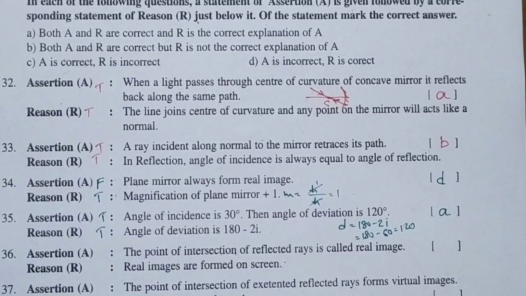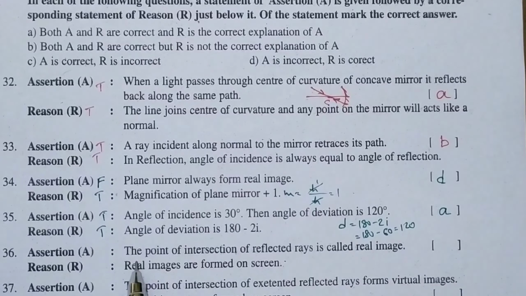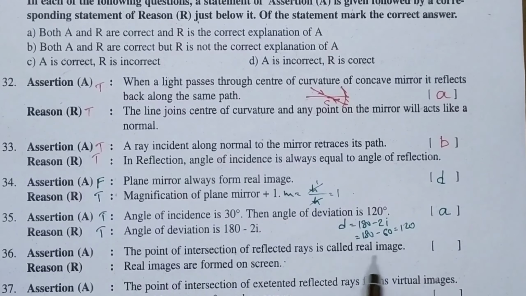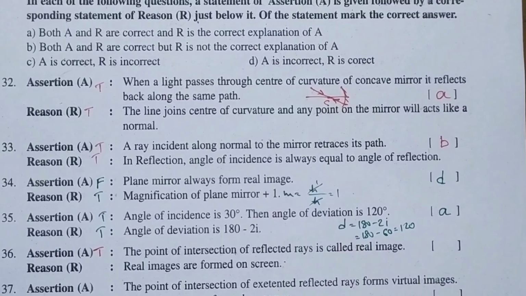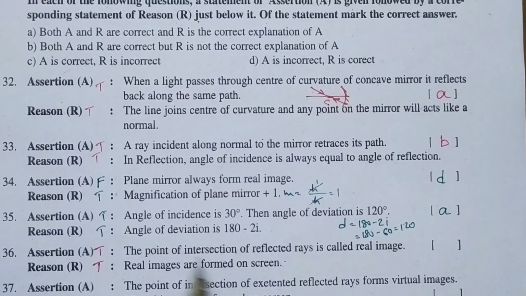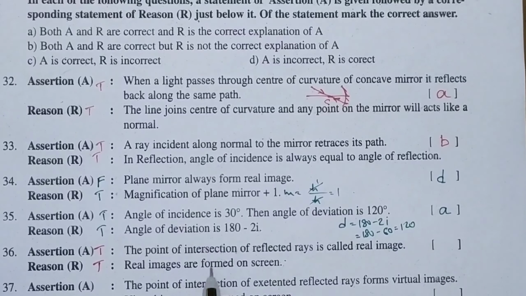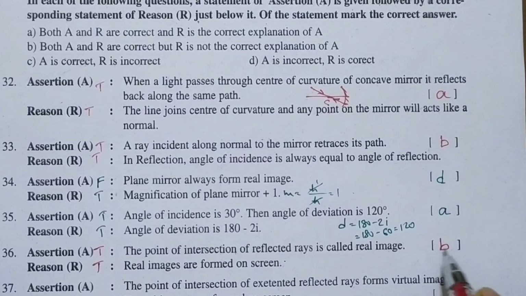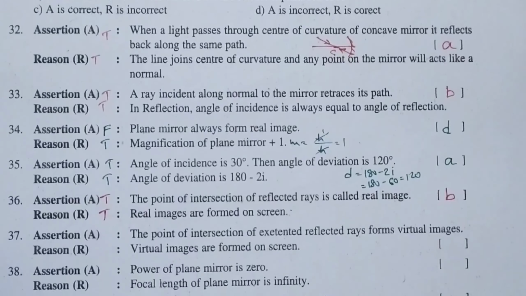Now let us see question number 36. The point of intersection of reflected rays is called real image. Right? Now here it is true, where the points meet we will get real image. Real images are formed on screen. This is also true. But here you have to observe carefully. Both are true, but this is not suitable for this. This is not supporting the assertion A. Both are true, but so here option B is the right answer. Now let us see question number 37.